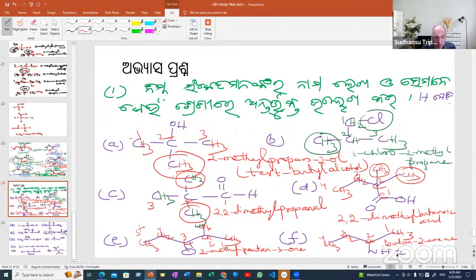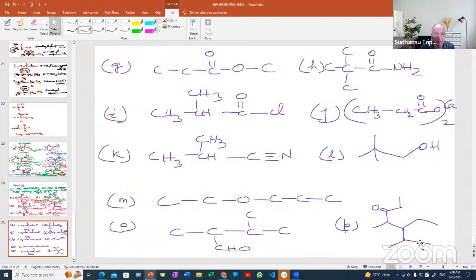Amino is not a carbon bearing group, it is a nitrogen. You have to number the carbon from terminal to terminal. So number it 1, 2, 3, 4. So it is butan-2-amine.